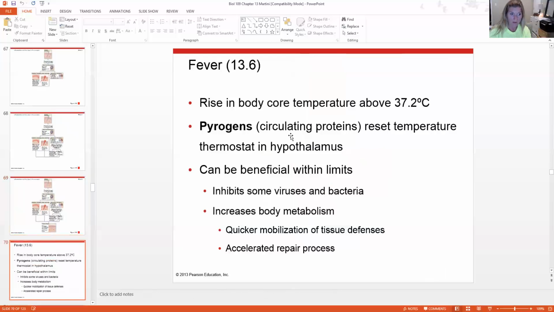So, fever is our last nonspecific defense. This is a rise in core body temperature caused by pyrogens. Pyrogens are basically circulating proteins that reset the thermostat within the hypothalamus. It can be very beneficial within limits. It will inhibit viruses and bacteria from spreading, increase our body metabolism to mobilize defense mechanisms, and help accelerate the repair process.